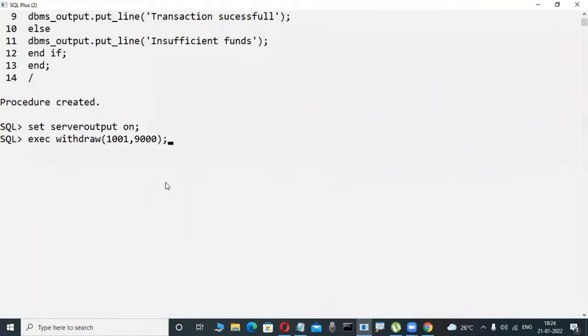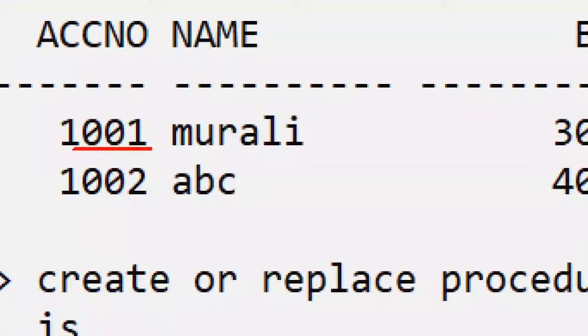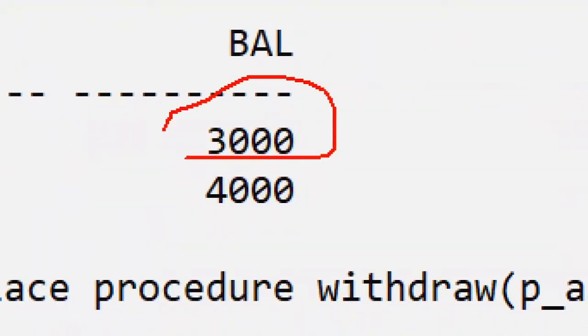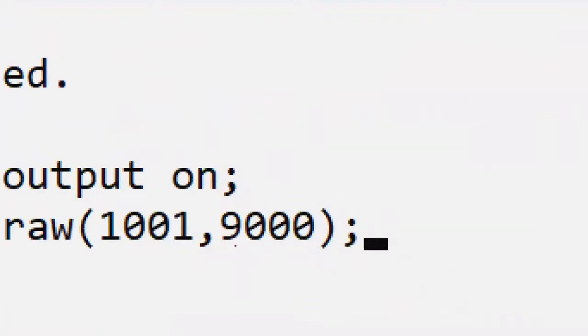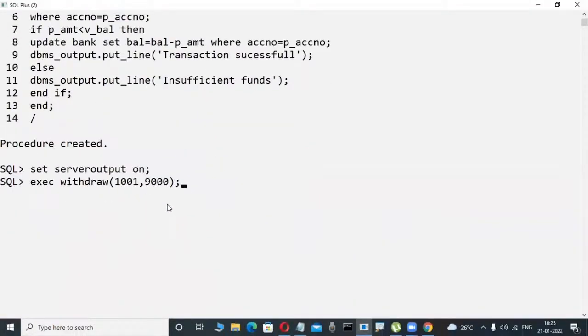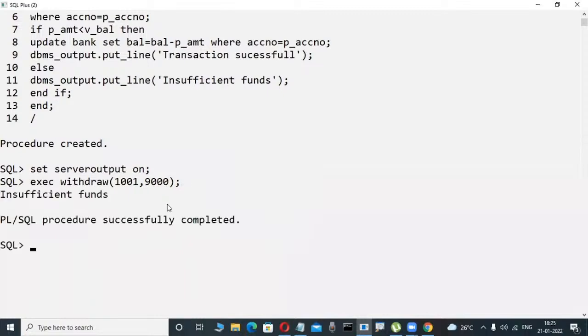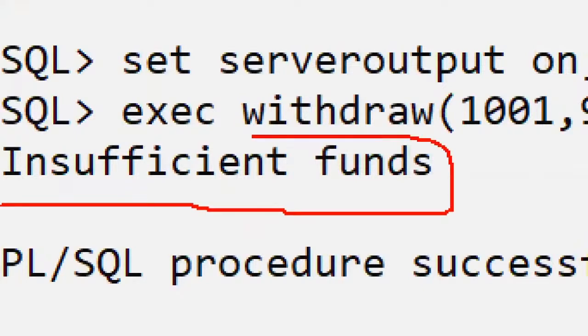Observe here, slowly observe my account number in this table. Scenario, observe the logic. 1001 is my account number. Murali is my name. Now, my balance is how much? 3,000. In my table, 3,000 is the current balance. Now, my account number is 1001, but I try to withdraw how much amount? 9,000, because I'm writing this program. Whenever I try to withdraw 9,000, is it possible? No. So now it will give a message, insufficient funds. It will display the message.